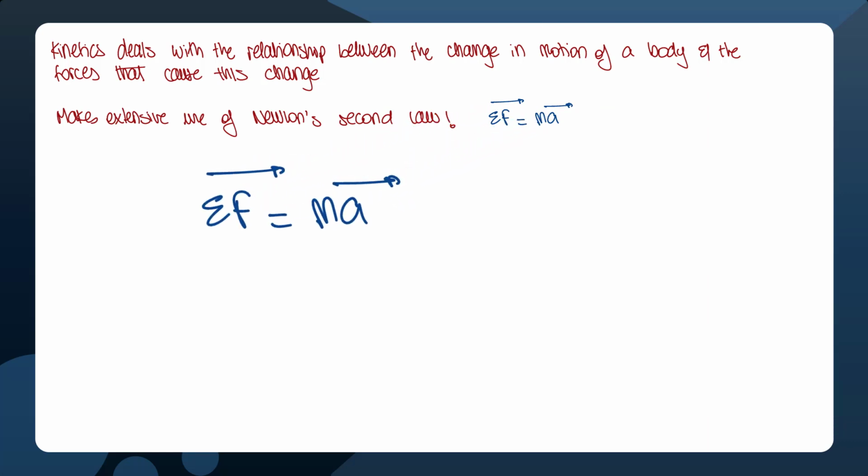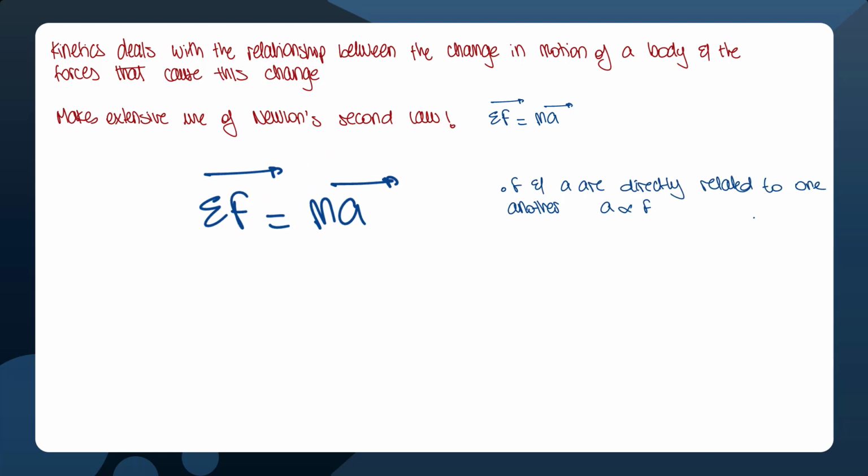Now let us look more closely at this equation, sigma F equals ma, and let us conclude a couple of things. First, one can say that F and a are directly related to one another. This means that a is proportional to F. Now let us look at two examples that would help us understand the physical interpretation of the equation.